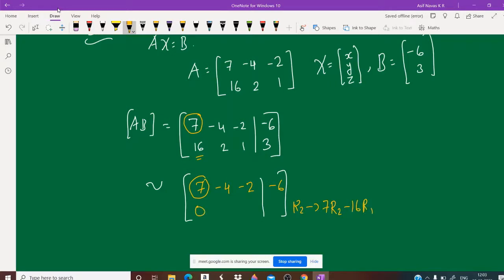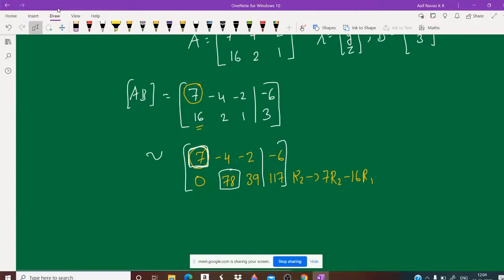And what about here? 78, right? Okay, so 7 into 2 minus 16 into minus 4, that is 78. And here 39, and here 117. Now tell me, what is the second pivot? So this is one pivot, and the second pivot is this, 78. Now is it in row echelon form? Yes.